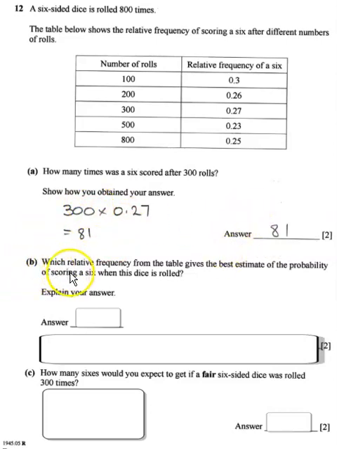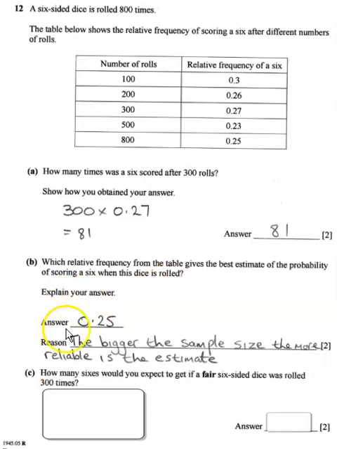The next one is, which relative frequency from the table gives the best estimate of the probability of scoring a 6 when the dice is rolled? Explain your answer. So basically we've picked 0.25, and that is because the bigger the sample size, the more reliable the estimate. The more trials you do, the more reliable it becomes.